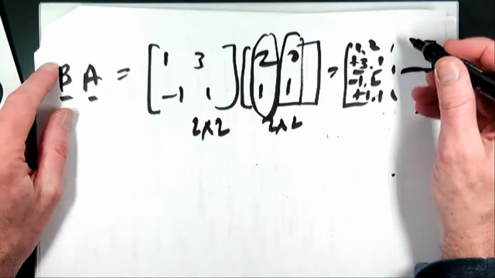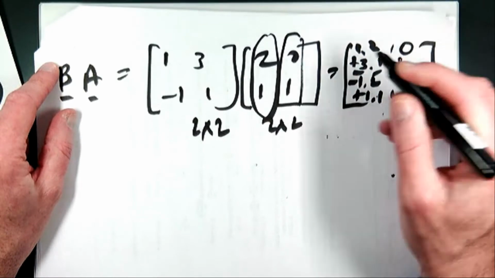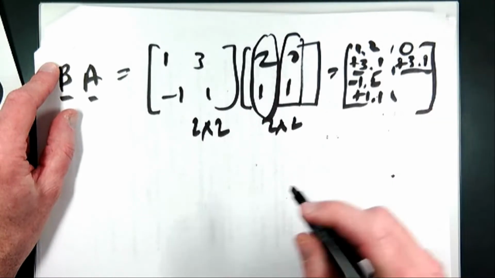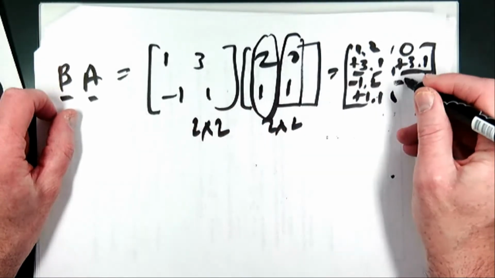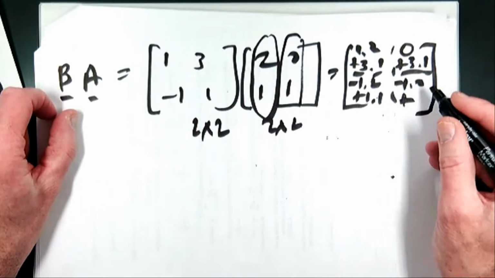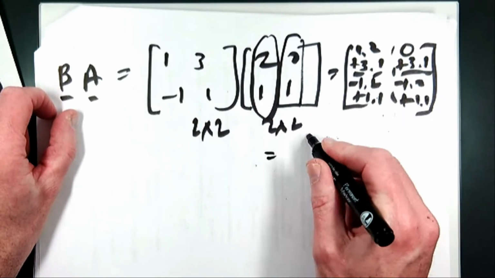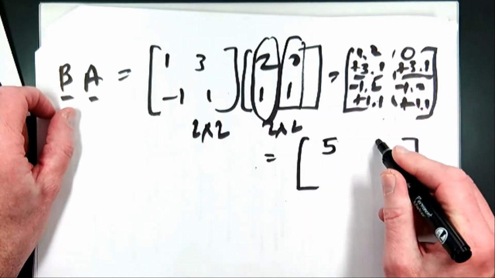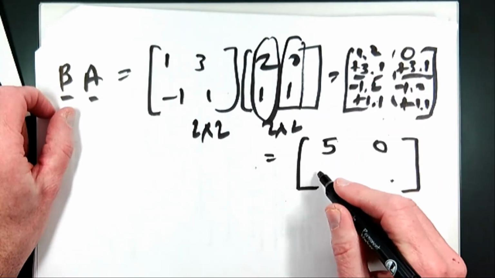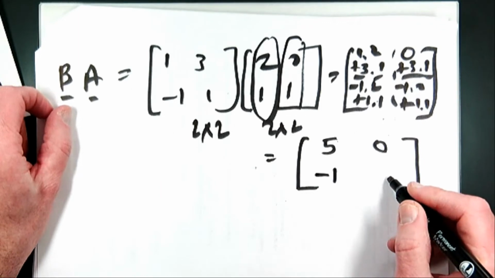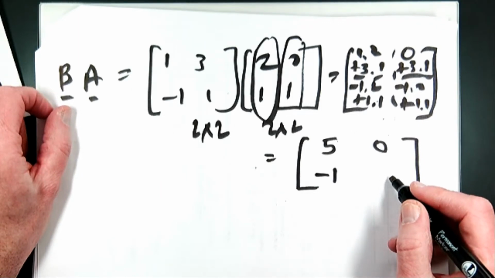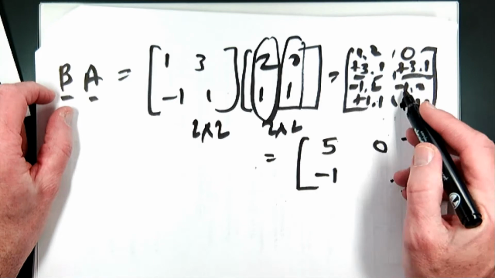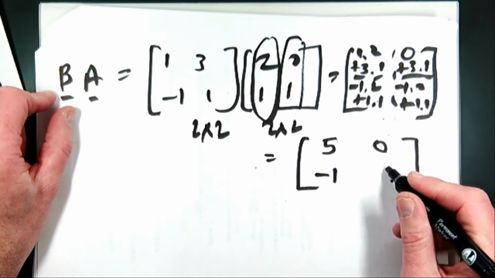So 1 by 0, which is 0, plus 3 by 1 here. And then minus 1 by 0, plus 1 by 1. So when you do the multiplication there, you get 5, you get 0 here, you get minus 1 here. And I can't read my writing here, so you get 1 here, I think. That's minus 1 by 0 and 1 by 1, so you get 1 here.